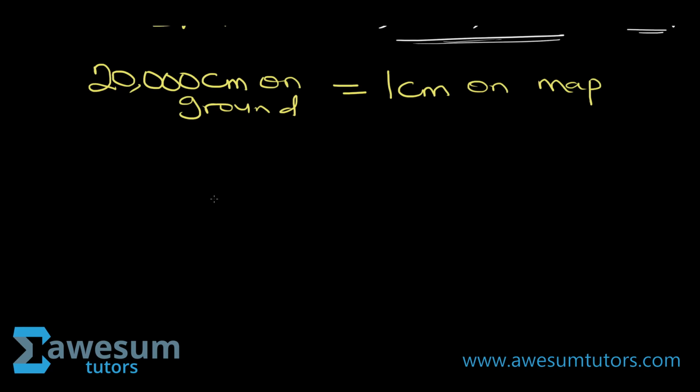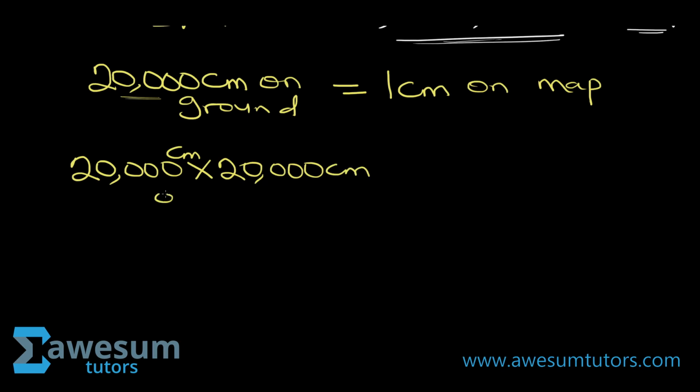But take note that the question wants us to have our answer in centimeter square. So that means let us calculate how many centimeters square on ground is equivalent to centimeter square on the map, right? Now, because we want to do area, we will multiply this twice. So that is going to be 20,000 times 20,000. So I will say 20,000 centimeters times 20,000 centimeters on ground. Trying to take it easy with you guys here.